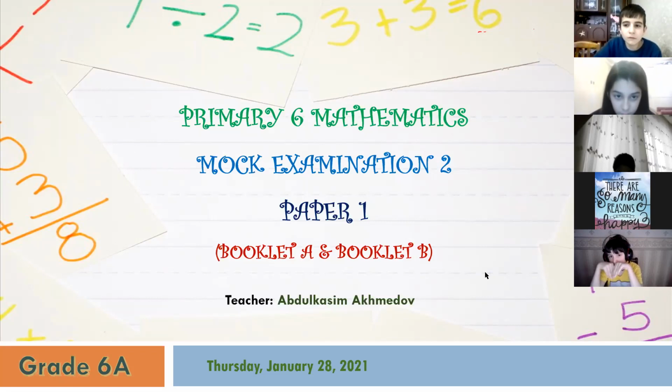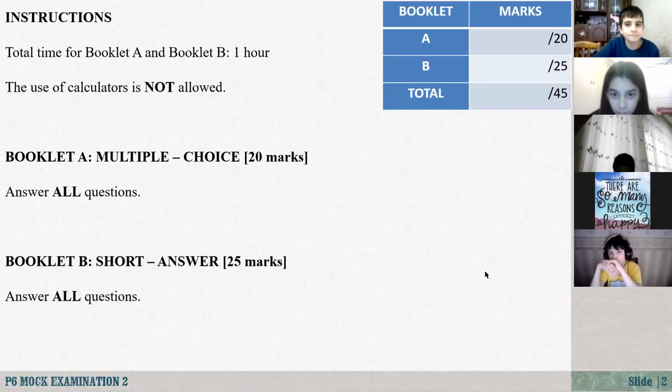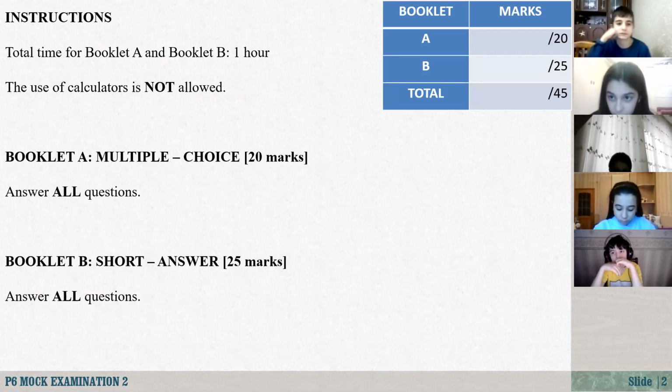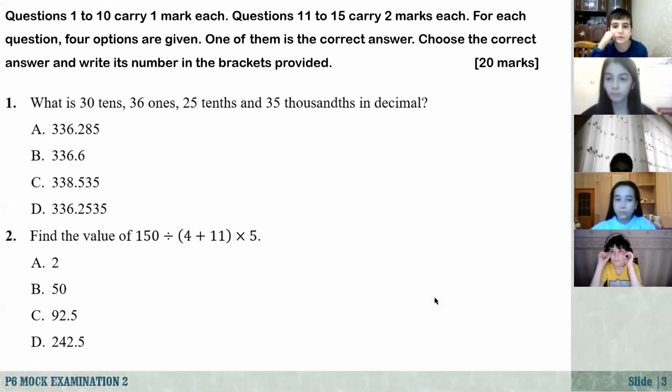Anyway, guys, we try to solve all the questions in 1 hour, because the total time for booklet A and booklet B is only 1 hour. The use of a calculator is not allowed. That means you have to do all the calculations mentally or manually, writing on the paper. Okay, now let's start. Mariam, let's start with you. Can you read the instruction first?